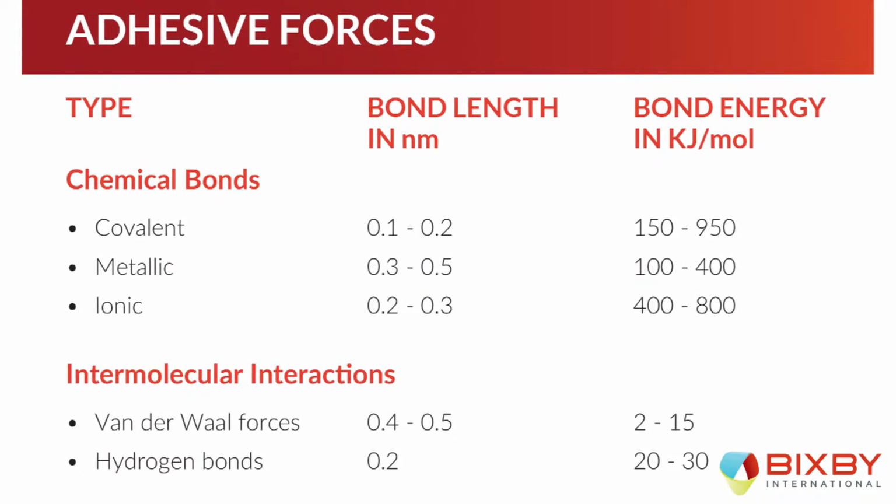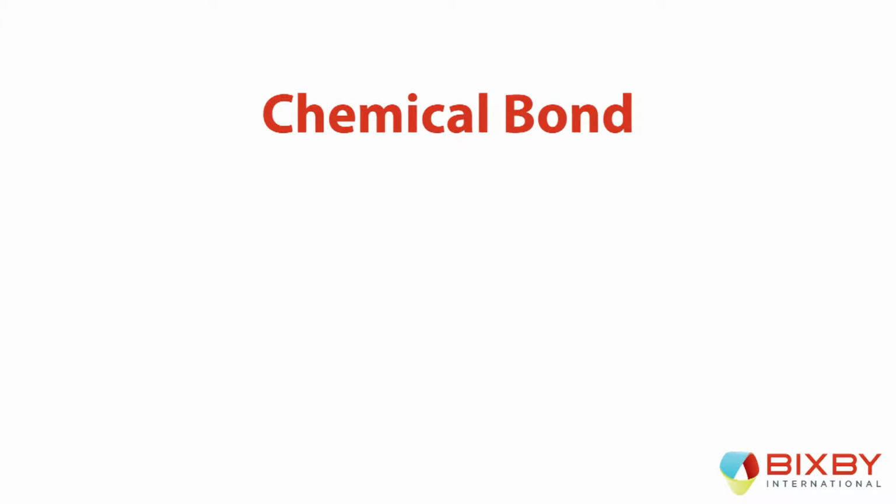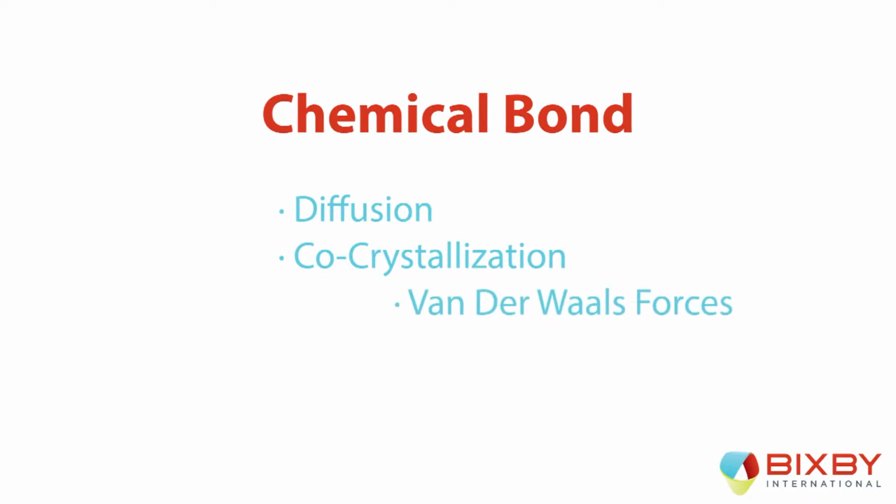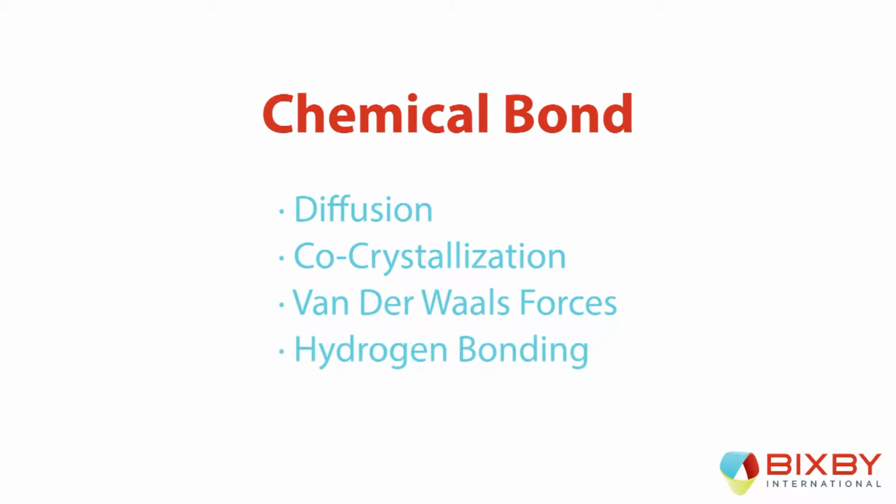When two substrates develop a chemical bond, usually they tend to have stronger peel strengths than just a mechanical bond. The strength of the bond will vary depending on the type of interaction created at the interface. The interactions that can develop at the interface are diffusion, co-crystallization, van der Waals forces, hydrogen bonding, and/or covalent bonding. Adhesion is mostly controlled by the chemistry involved.